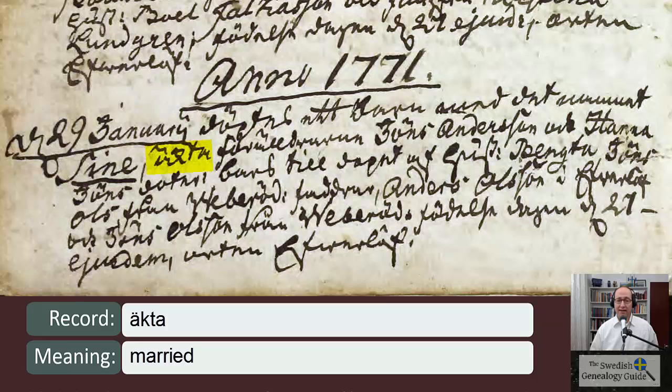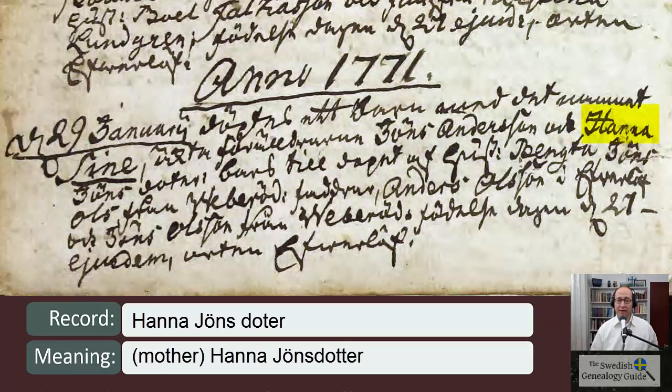The next word is ekta, A-K-T-A, which means married. And then the next word is föräldrarna, which is a plural of parents. The father's name is Jöns Andersson, and the word och means and then it's Hanna Jöns dotter. It's the name of the mother.